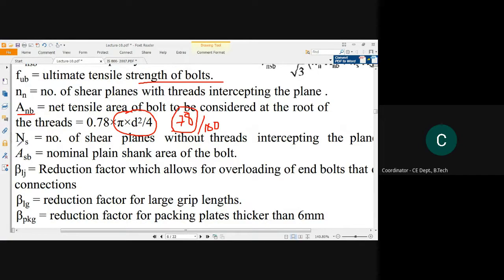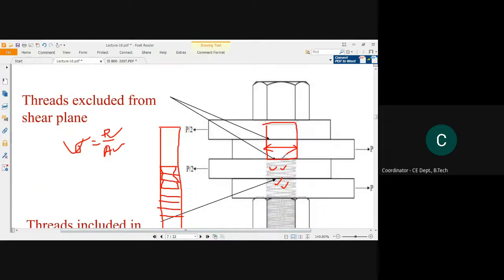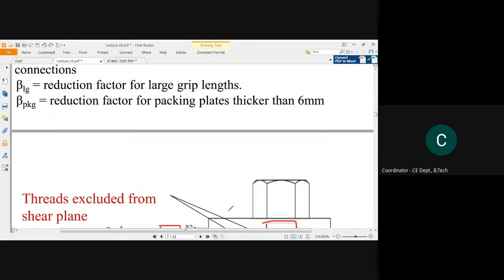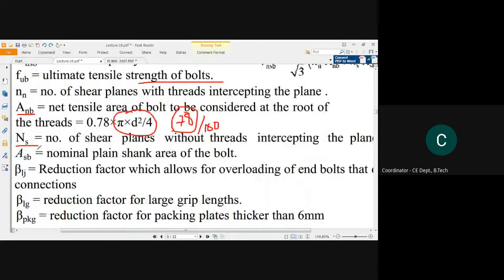Okay, next is Ns. Ns represents the number of shear planes without threads intercepting the plane. So here, see how many planes are lying without the thread part? Only one. So Ns will be only one for this diagram. In this way we will measure Ns. And Asb is the nominal plain shank area of the bolt, so this will be only pi into d square by 4. There will be no reduction with the percentage.